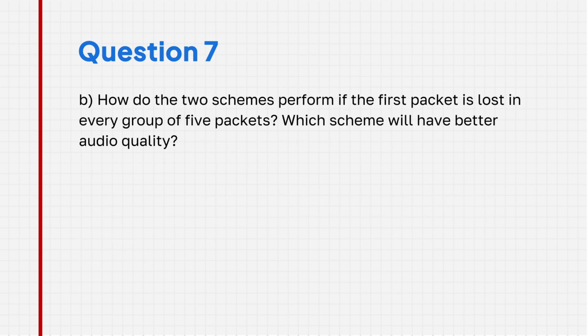Now, let us assume that both schemes now have a packet loss. How do the two schemes perform if the first packet is lost in every group of 5 packets? So these are 5 packets. None of them is lost. How would this perform? First one, how do you recover this packet? XOR. When you XOR it, you will get the packet. What can you say about the quality of this packet? Is it the same as the original or reduced quality? Same, okay? Because each of the bits is going to be correct, not tampered.